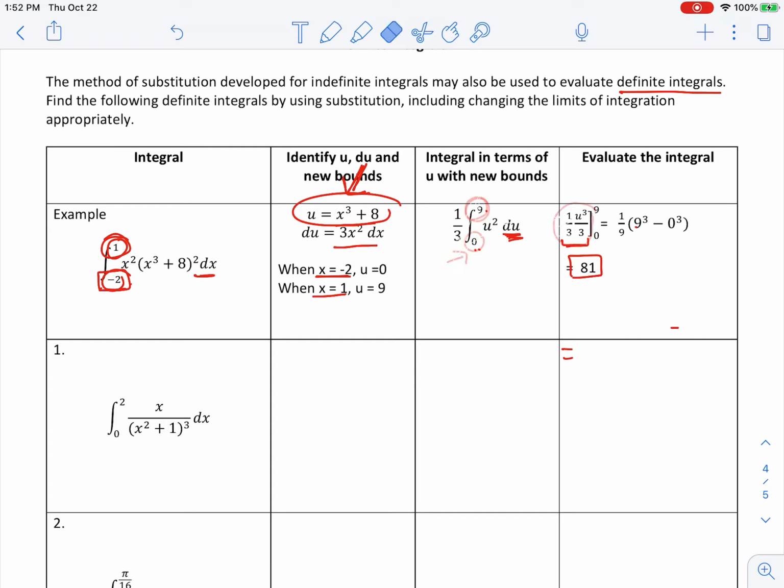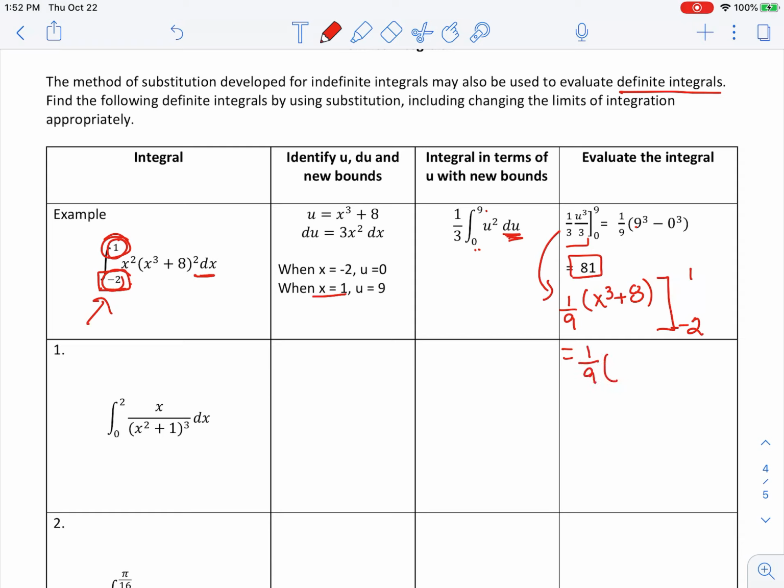Now, if you want, instead of changing the bounds, you can go ahead and keep the x bounds, but then instead of writing your antiderivative like this, I'm going to go ahead and pull out that 1/9. You would have to plug the u back in. So u is really x cubed plus 8. So if you want to go ahead and evaluate it in terms of x, that's fine, but then you would keep these original bounds. So this would be -2, and then this would be 1. And notice what happens. You'll get the exact same answer.